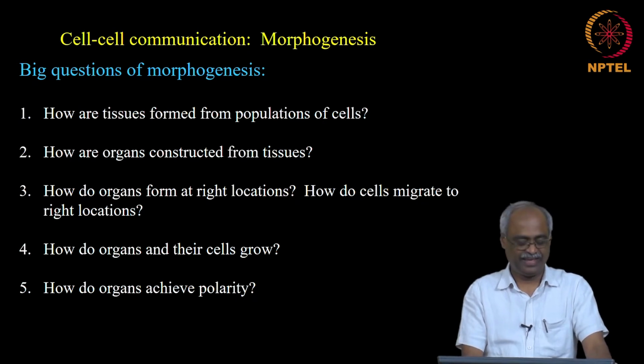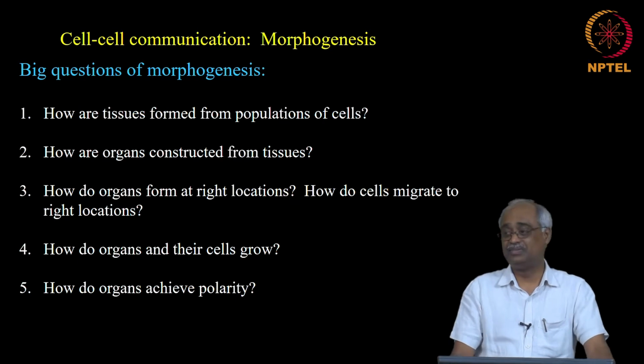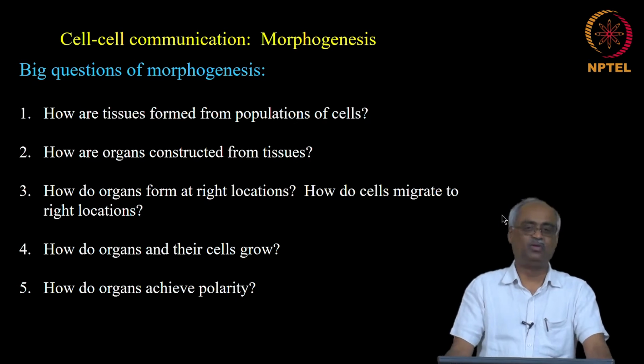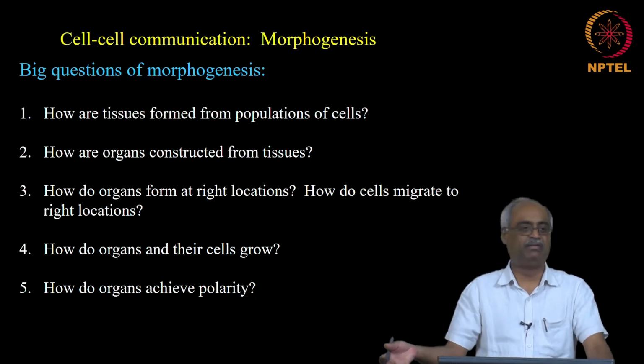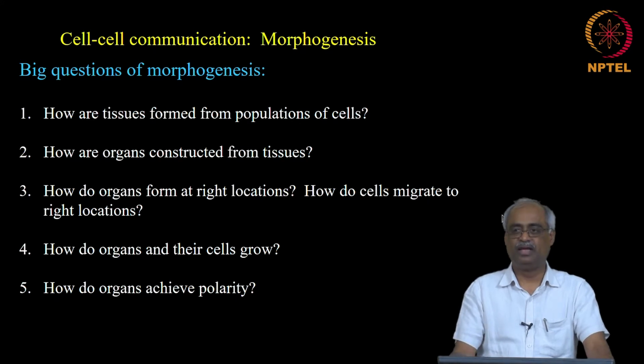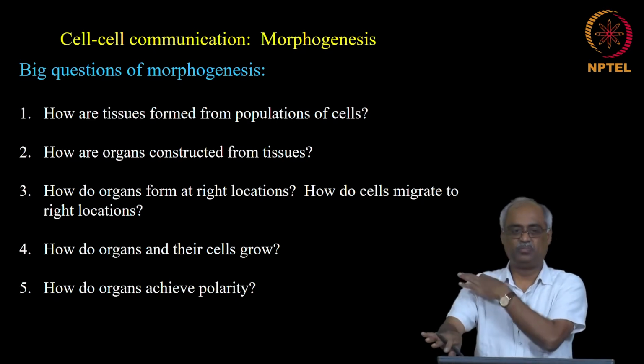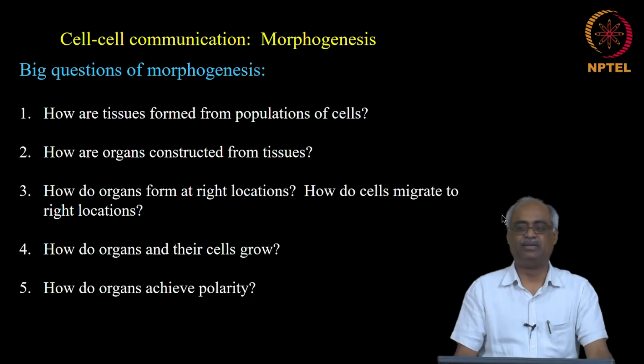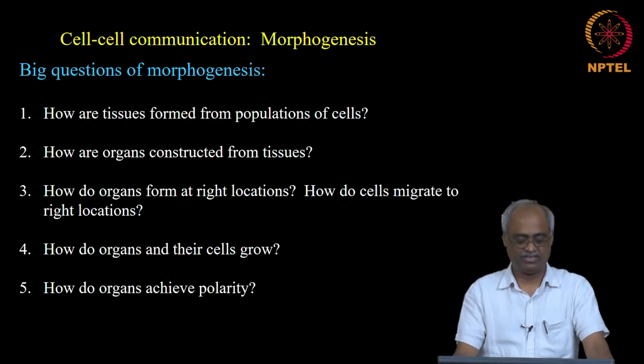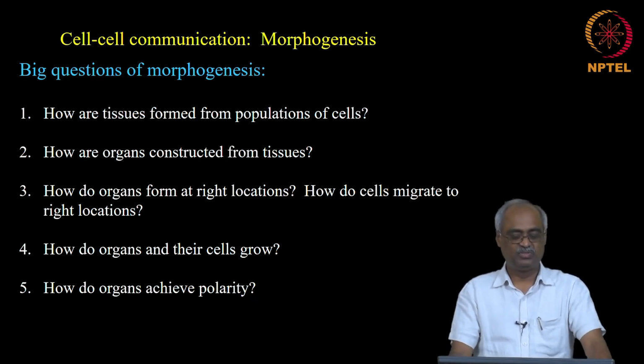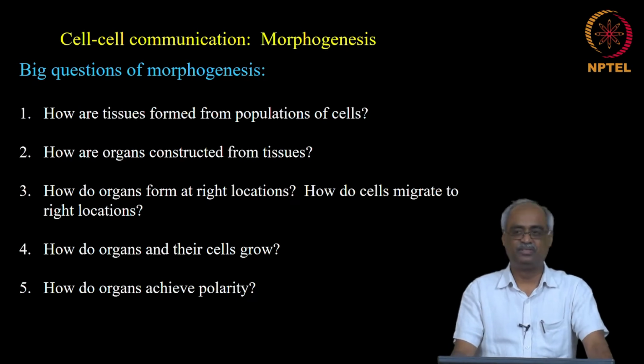So, how does that happen? And organs do have polarity, right? Like from a limb bud, your hand does not grow and fingers are formed anywhere in the hand, it has to be at one end. So, there is a polarity to the structure, right, every organ pretty much has polarity to it. How that is achieved? So, these are all the questions that come under morphogenesis.